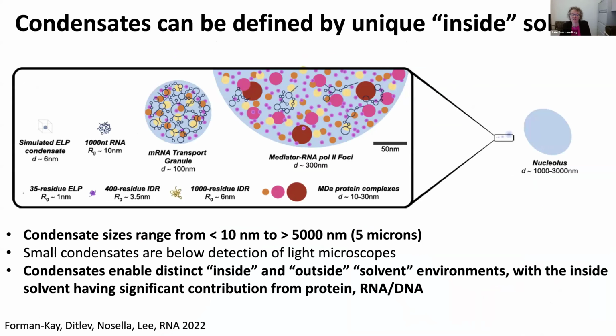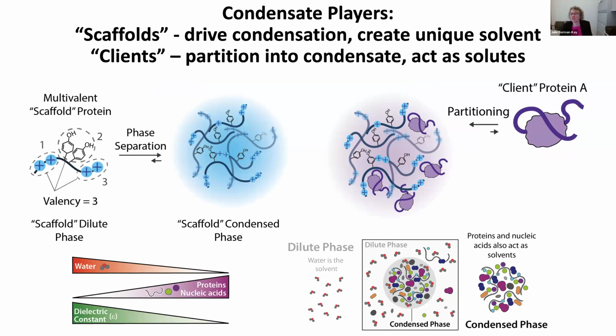The condensates that are formed can range in size from below 10 nanometers to over 5 microns, like nucleoli. And since small condensates are below the detection of light microscopes, you might say, well, how can you define what's a condensate? And so my definition of a condensate is something that enables distinct inside and outside solvent environments, with the inside solvent having significant contribution from protein and nucleic acid. So condensates can have hundreds of components, but we can make a simplified categorization of these components into scaffolds, which drive condensation and create the unique solvent, and the clients, which partition into the condensate and act as solutes.